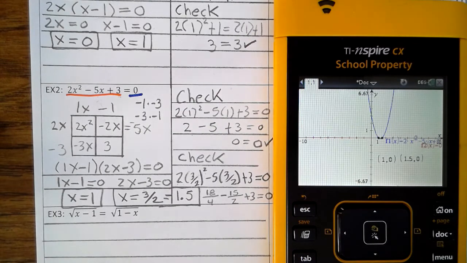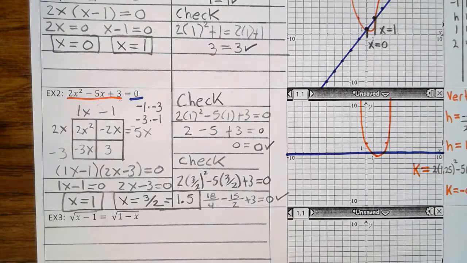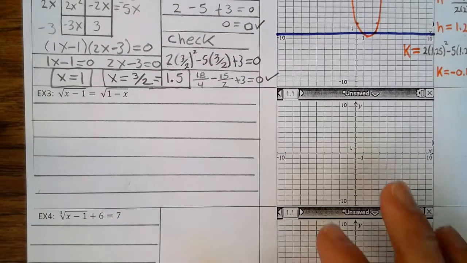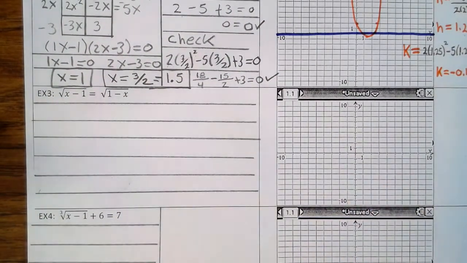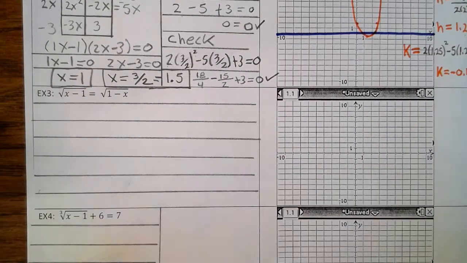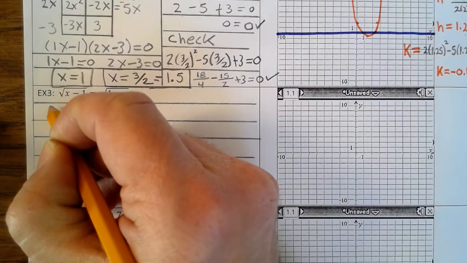Okay. All right, now let's move on to example 3. Our example 3. We have square roots on both sides, so our first step is we can square both sides.